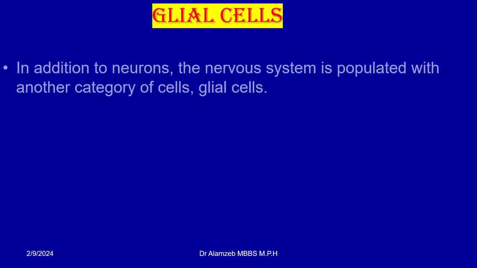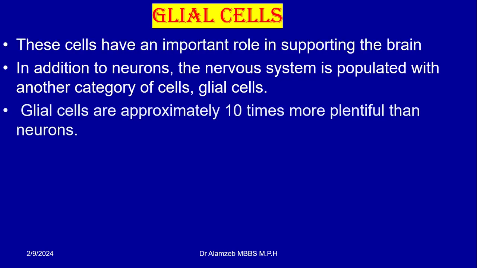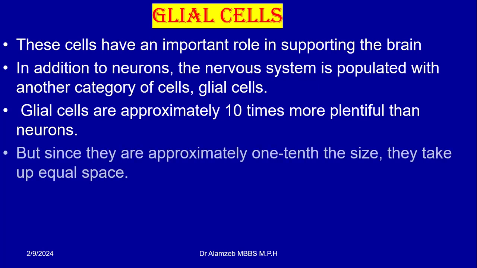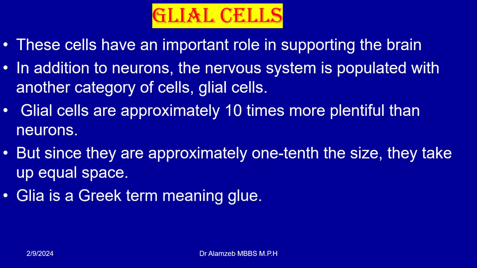Glial cells. In addition to neurons, the nervous system is populated with another category of cell which are called glial cells. Glial cells are approximately 10 times more plentiful than neurons. The numbers are 10 times more than the neurons, but since they are approximately one third of the size, they take up equal space. If the size is small, the space occupied by the neurons is the same as that occupied by the glial cells. Glia is a Greek term meaning glue. Glial cells serve as the putty that holds the neurons together.